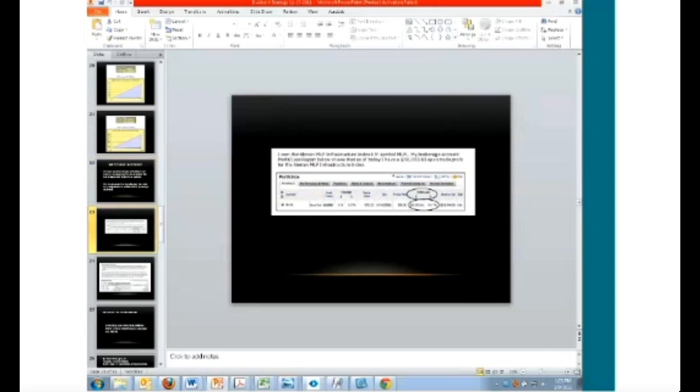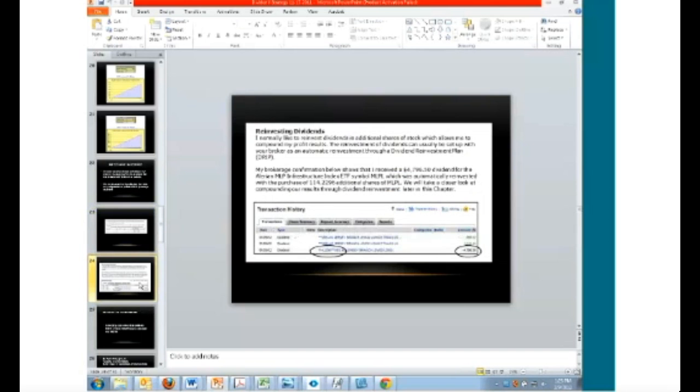I own the Alerian MLP Infrastructure Index ETF, and the symbol on that is MLPI. And I took a snapshot of my profit loss report the other day for this MLP ETF, and I had a $30,000 open trade profit in this MLP ETF, and that's an MLP infrastructure ETF.